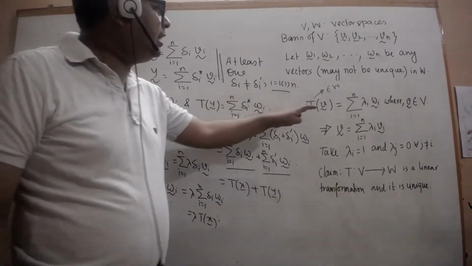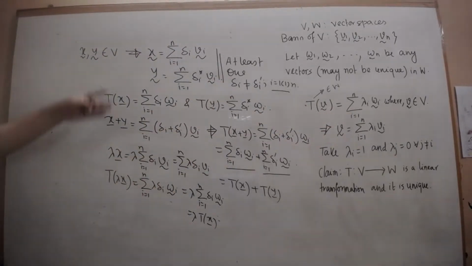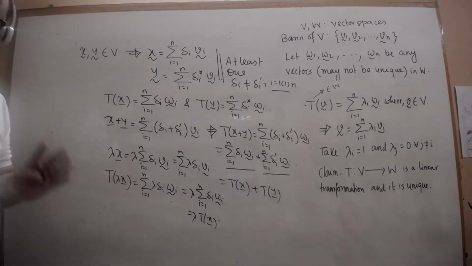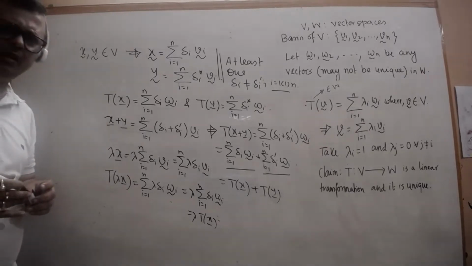So now you see that T is a linear transformation if you define T as follows. We see that T is a linear transformation. Clear? Up to that, clear? If you have any doubt, please tell me.